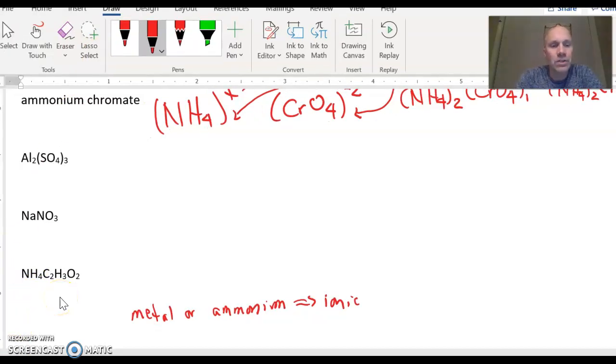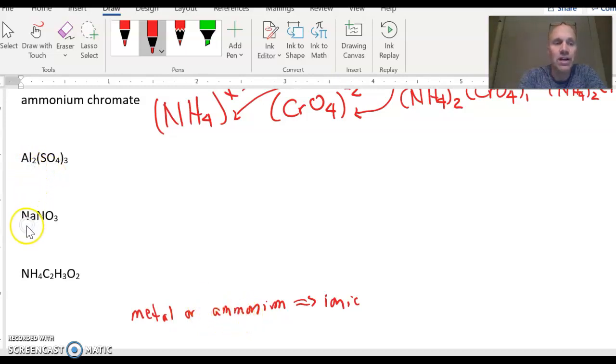So, as was mentioned at the end of the last video, the first thing that you're going to have to do with any formula before you start to name it is identify it as ionic or covalent. And the giveaway for the ionic compounds is if they start with a metal or ammonium.